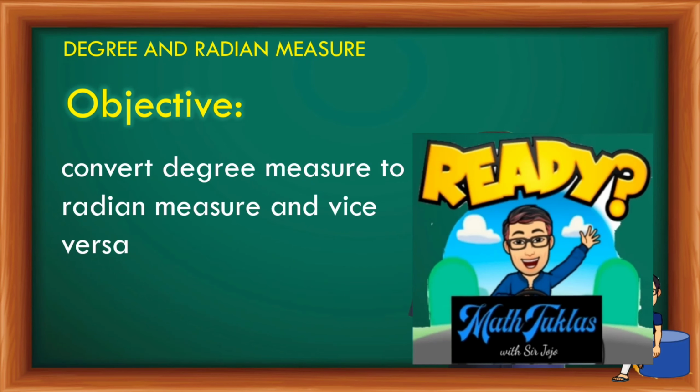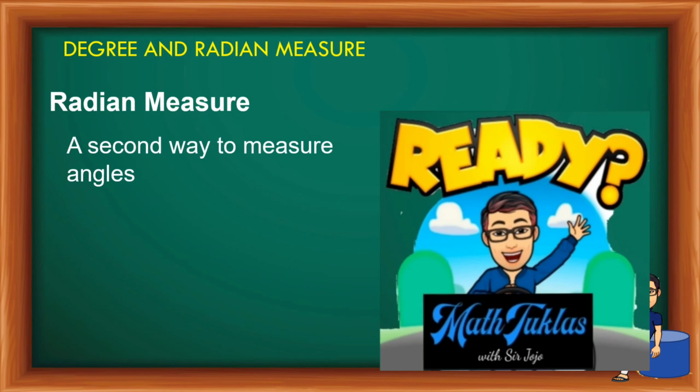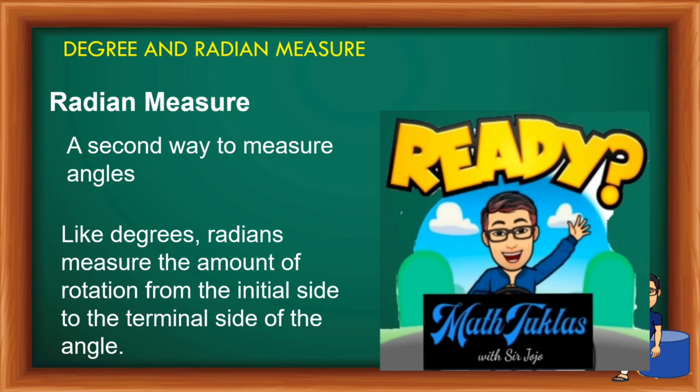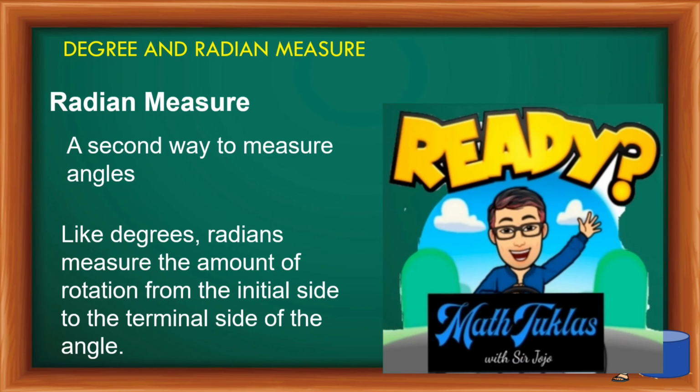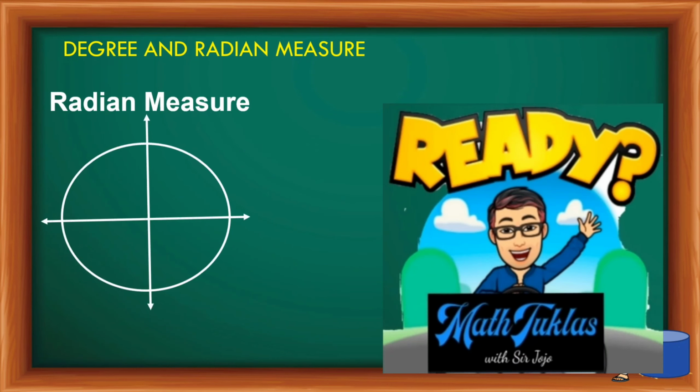Dahil particular na tayo sa degree, alamin muna natin itong radian measure. So pag sinabi nating radian measure, it is a second way to measure angles. Like degrees, radians measure the amount of rotation from the initial side to the terminal side of an angle. Somewhat like this figure. So consider this unit circle. If we have that as our initial side, and this will be our terminal side, yan yung ating pag-uusapan when we talk of radian measure.